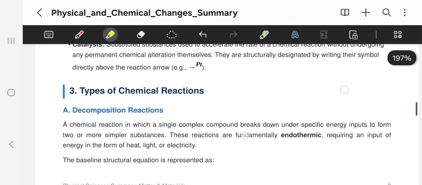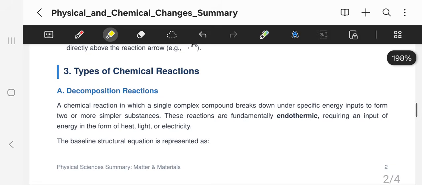Okay, these are the ones that I want us to talk about, the types of chemical reactions. The first one is decomposition reactions. This is very crucial, guys. This one normally comes up a lot on the exam. So they say here that a chemical reaction in which a single complex compound breaks down under specific energy inputs to form two or more simpler substances. That's what a decomposition reaction is.